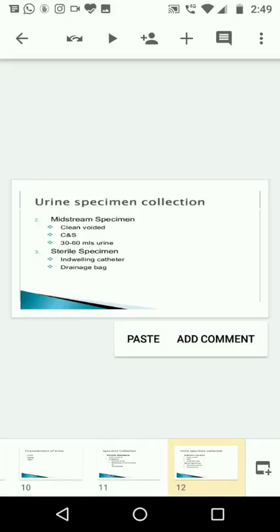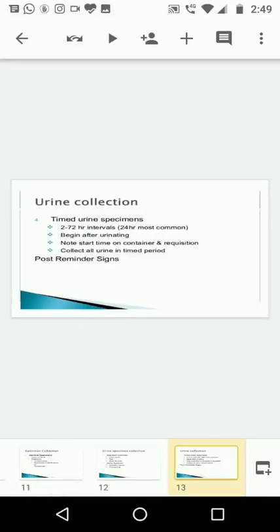For a sterile specimen, if the patient has a catheter or drainage bag, you can take the specimen from that also. Send the specimen on time only, so that bacterial growth cannot multiply. And check the request that is to be sent to the lab.